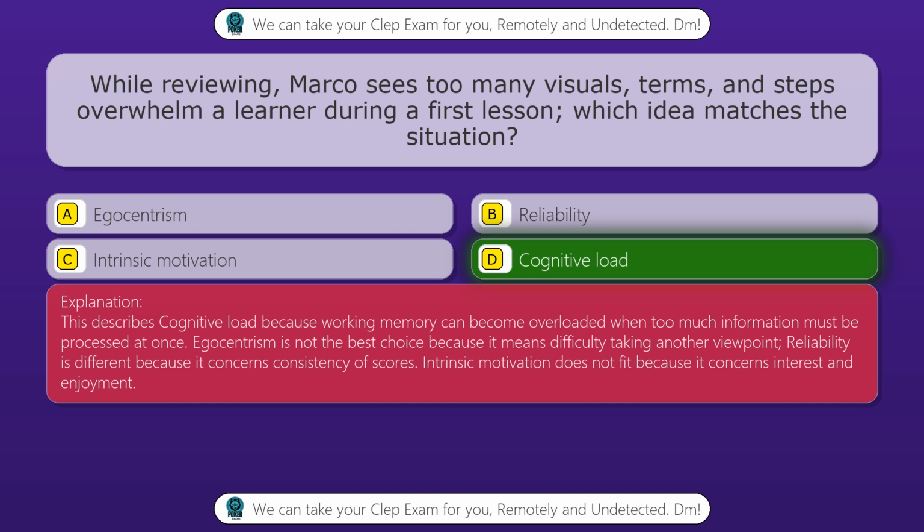This describes cognitive load because working memory can become overloaded when too much information must be processed at once. Egocentrism is not the best choice because it means difficulty taking another viewpoint. Reliability is different because it concerns consistency of scores. Intrinsic motivation does not fit because it concerns interest and enjoyment.